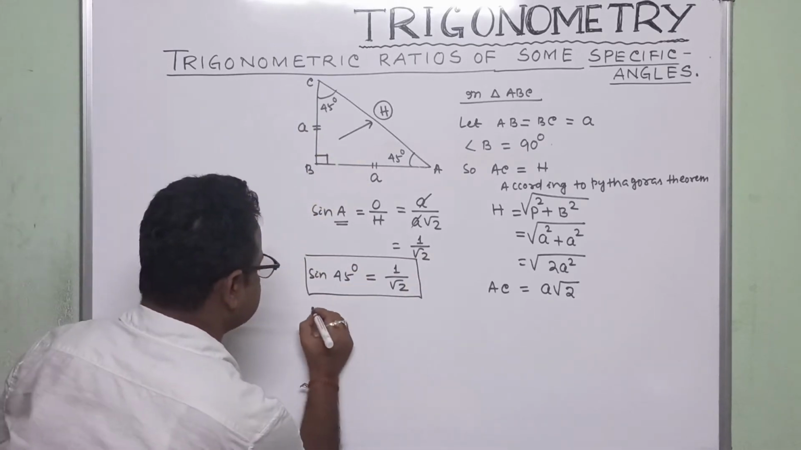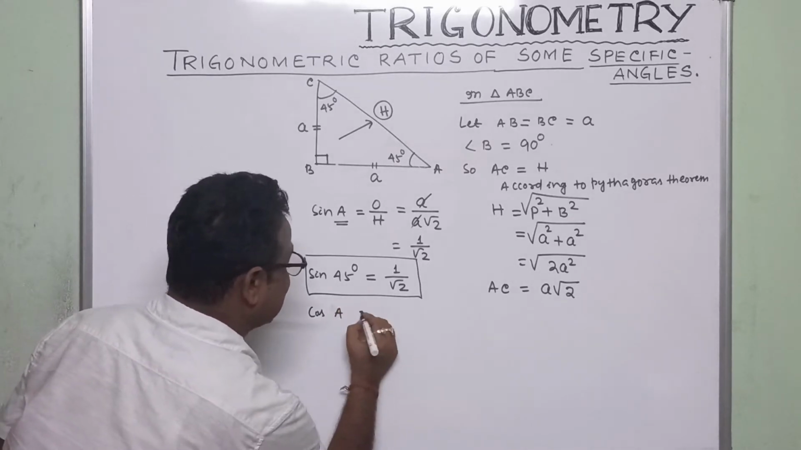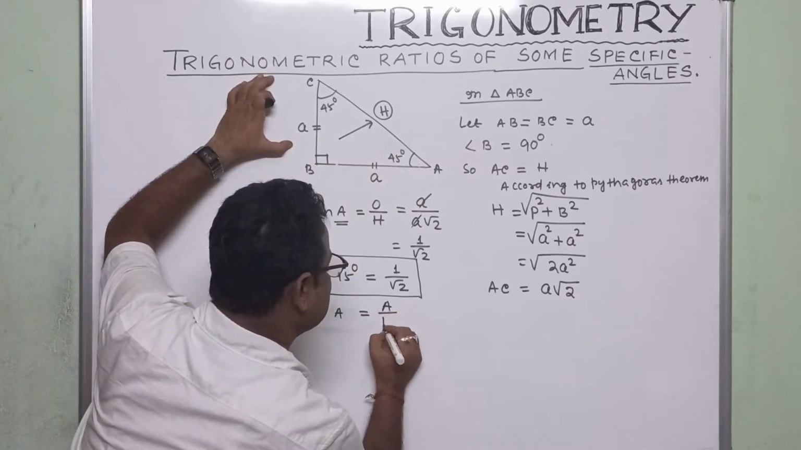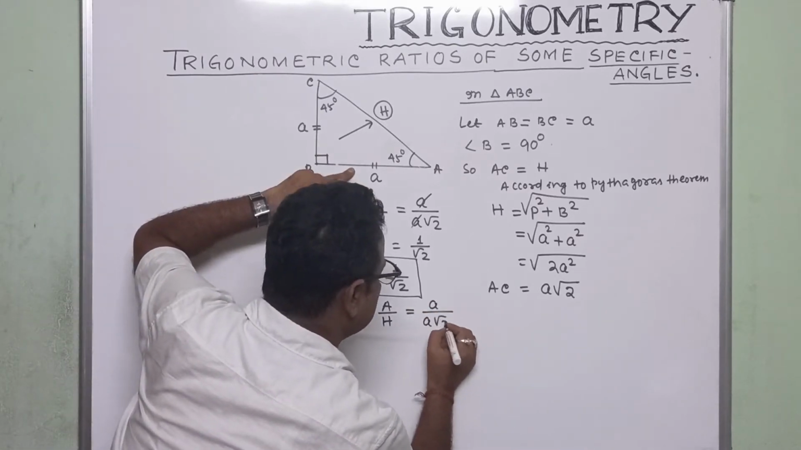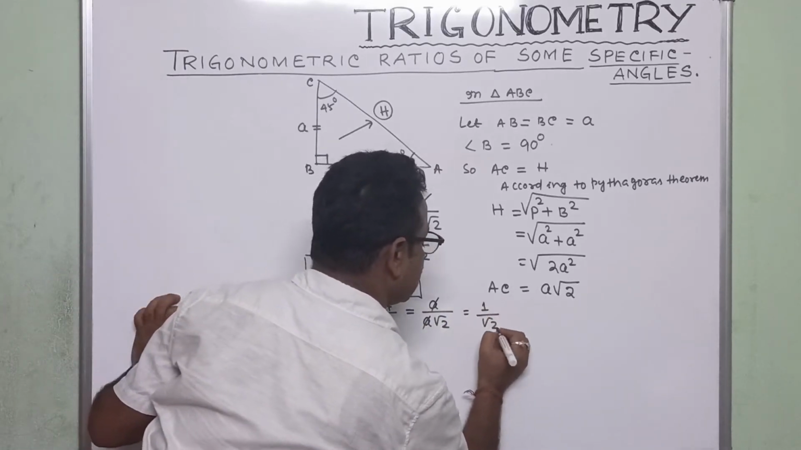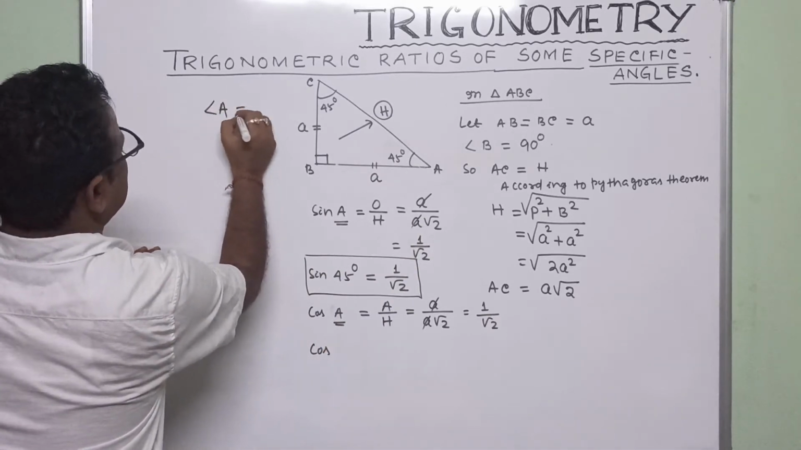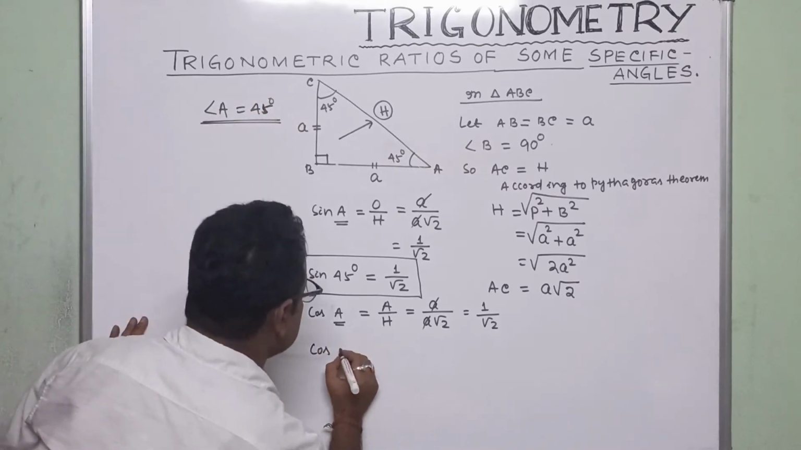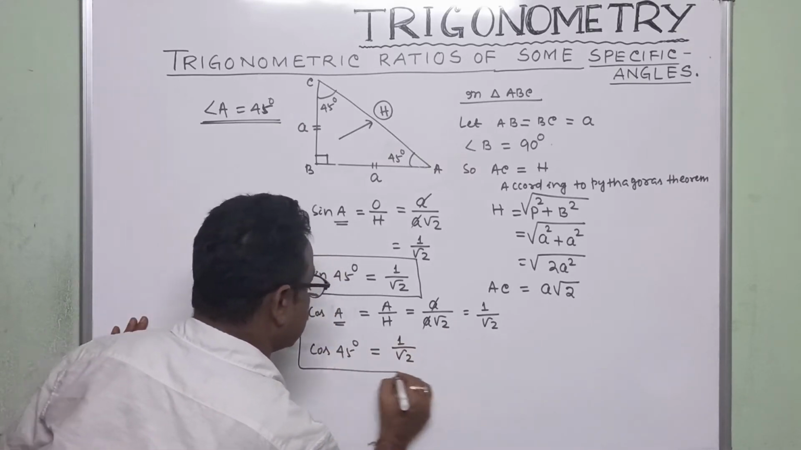Now take cos. Similarly, cos A at 45 degree is equal to adjacent by hypotenuse, A by H, which is A by A root 2. A cancels, that is equal to 1 by root 2. Angle A is 45 degree, so cos 45 degree is equal to 1 by root 2.